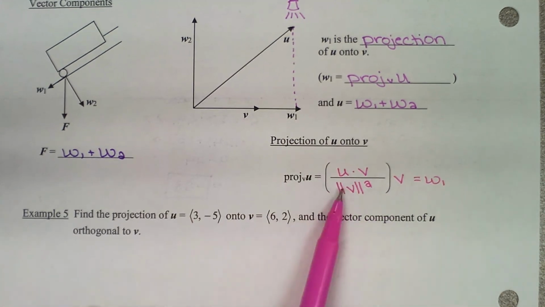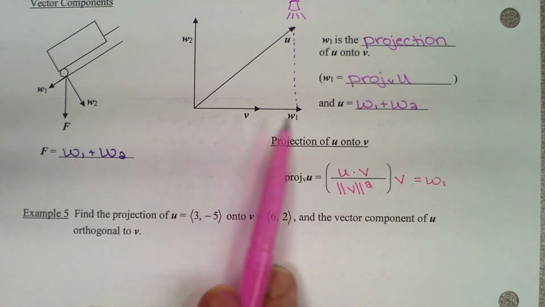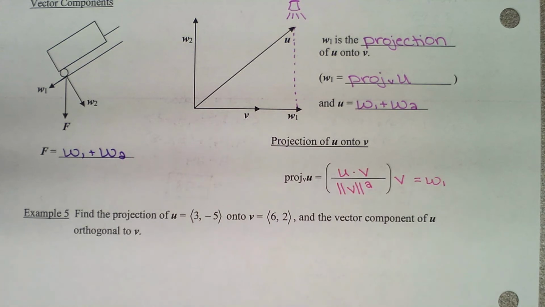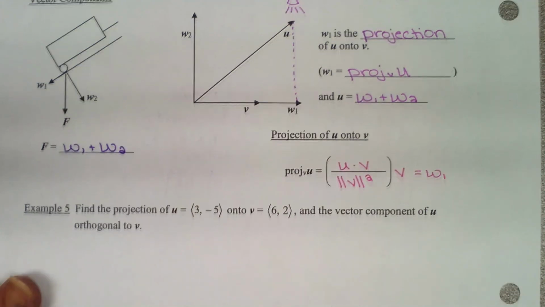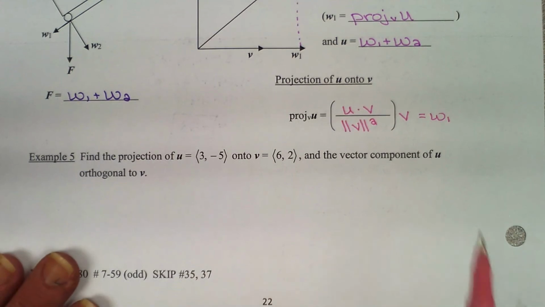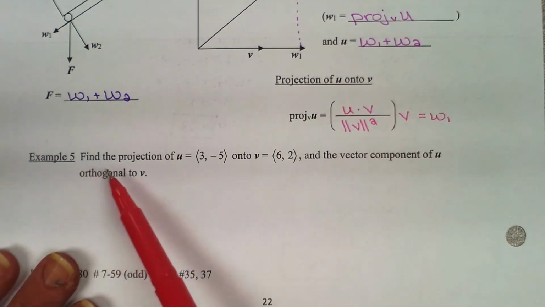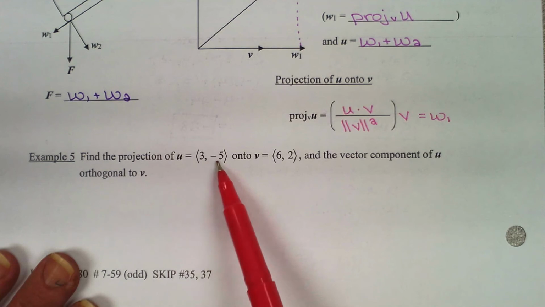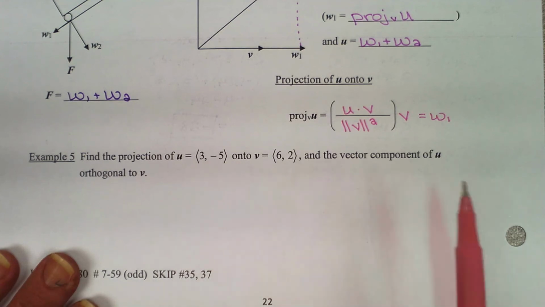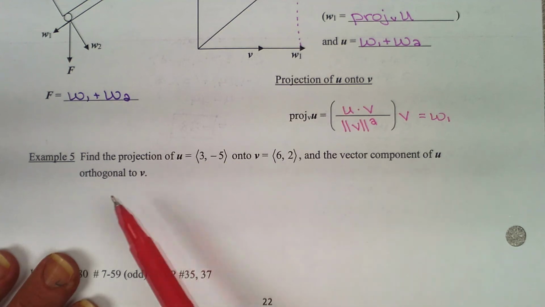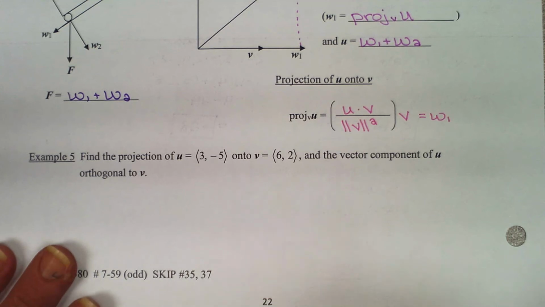So what this does then is it gives us the formula and tells us what that vector is actually going to be, if we shine the light and find the shadow perpendicular to V. So for the last example, example 5, it is set up just like I said, with the idea of calling it a projection. We're going to find the projection of U, which is (3, -5), onto V, which is (6, 2), and the vector component of U orthogonal to V.